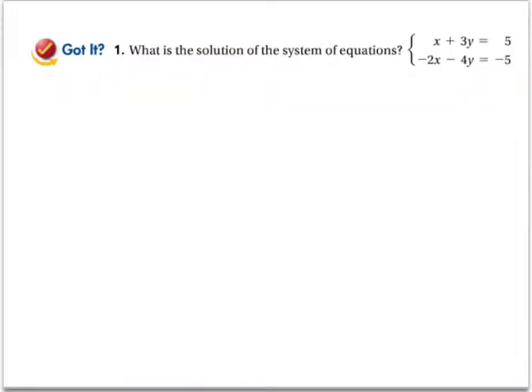For the next one, it's the same idea. What's the solution to the system of equations? So we've got two equations. Your first step is to solve for one of the variables.